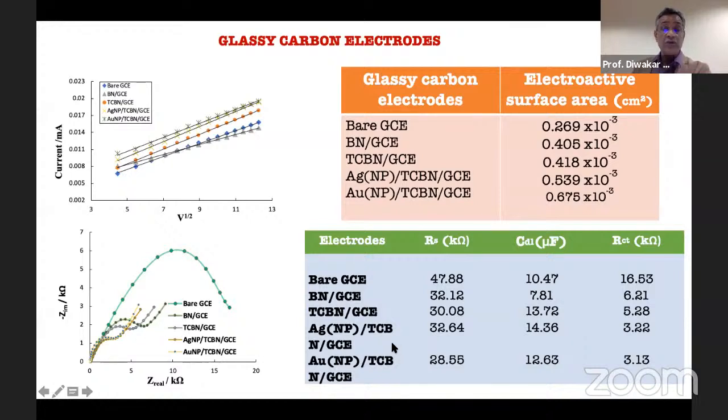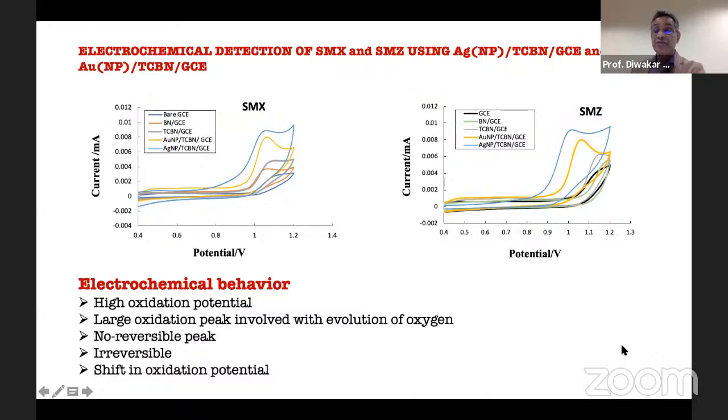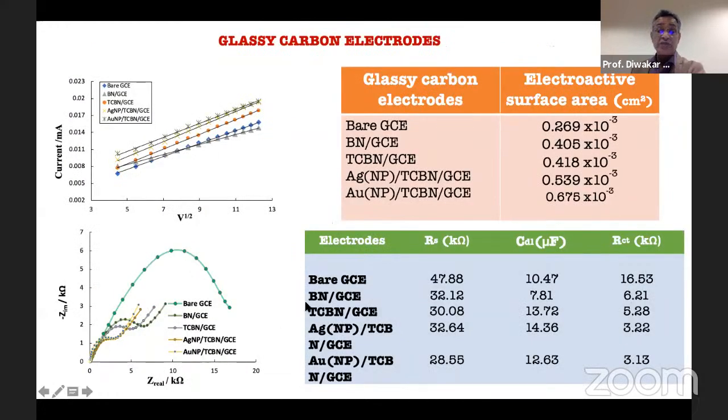With that, we try to optimize the different values like the RS value, CDL value, and the RCT value. RCT is an important quantity, that is the charge transfer resistance at the surface of the electrode. How does it behave, or what is the charge transfer resistance? If charge transfer resistance is low, it's easier or more feasible for the electrochemical process to take place. So here we can see that the charge transfer resistance is significantly decreased compared to the bare GCE.